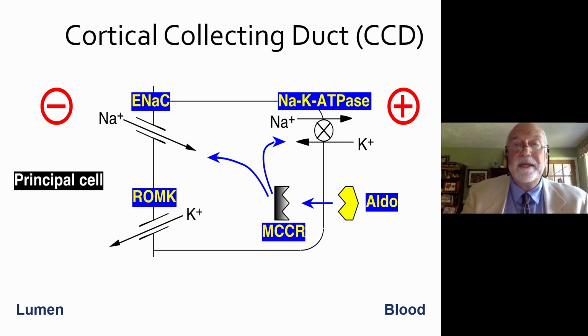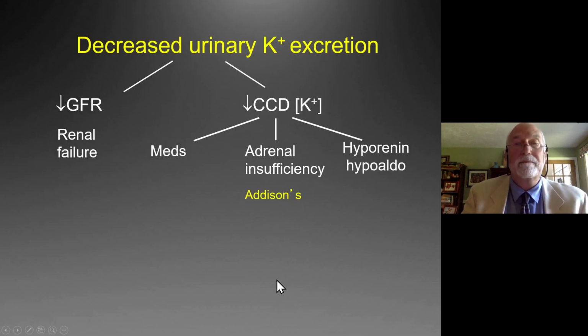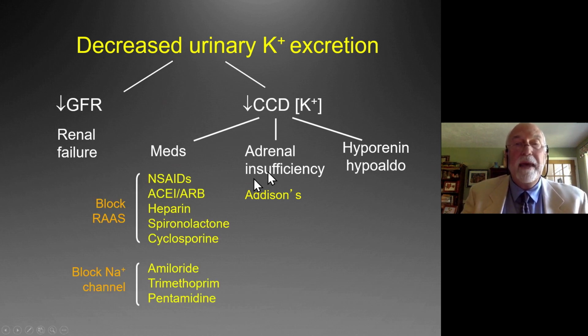And the reason I show this is that we have a lot of drugs that affect these different pathways. So again, decreased renal mass, adrenal insufficiency, of course, or hyporeninemic hypoaldosteronism. And then the meds that can affect various aspects of that slide that I just showed you include nonsteroidals, ACE inhibitors, heparin, spironolactone, cyclosporine, and then a variety of drugs that directly interfere with that epithelial apical sodium channel.